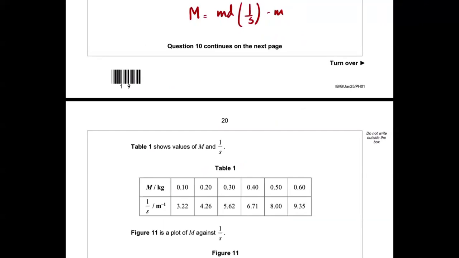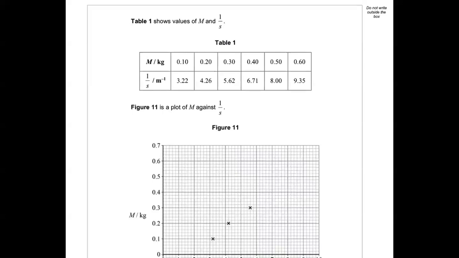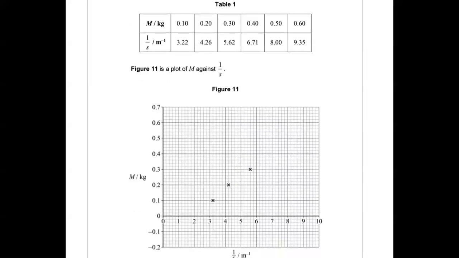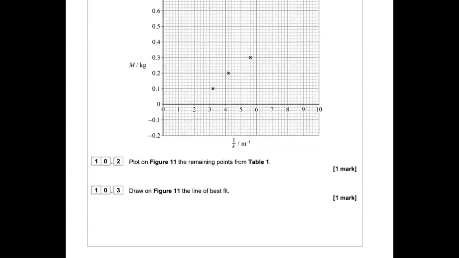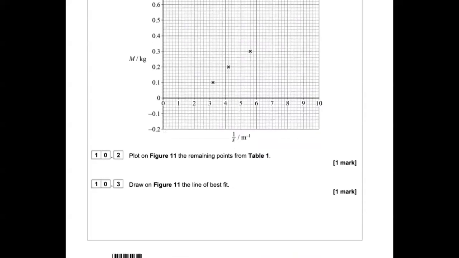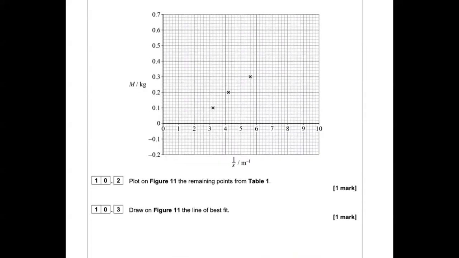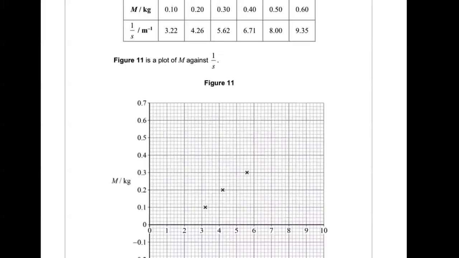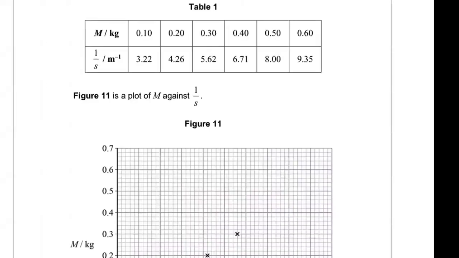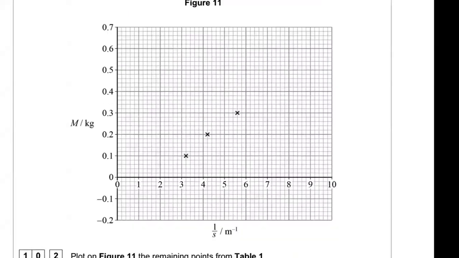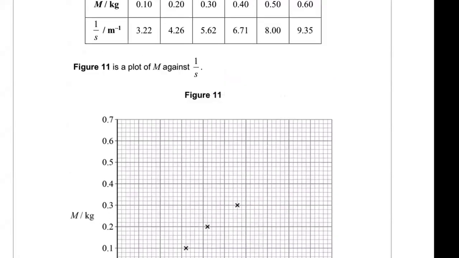Just a minute. So the table shows these values. 11.1 is a plot of m against 1 over s. On figure 11, plot the remaining points from table 1. So 3 are plotted, I have to do the others. All right, so for m 0.1, 0.2, 0.3 is done.